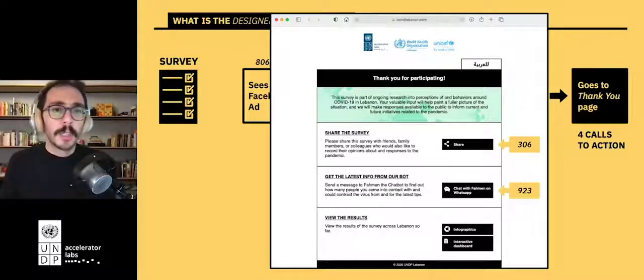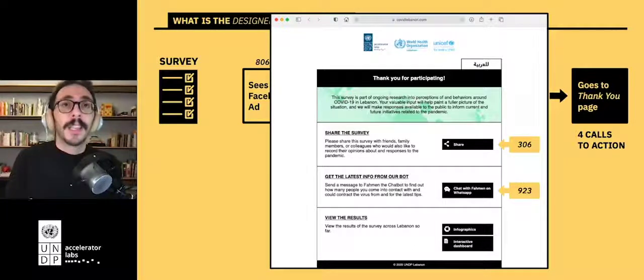The second call to action was to chat with Fahman, and Fahman was the name of our chatbot. It means he who understands. And this button got 923 clicks.